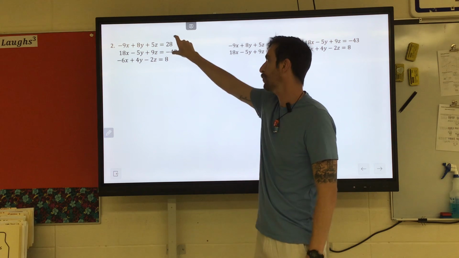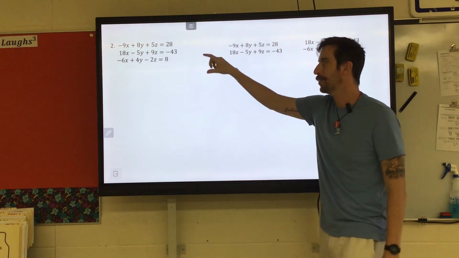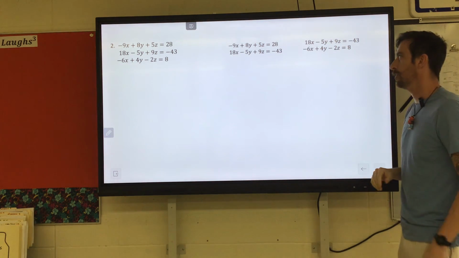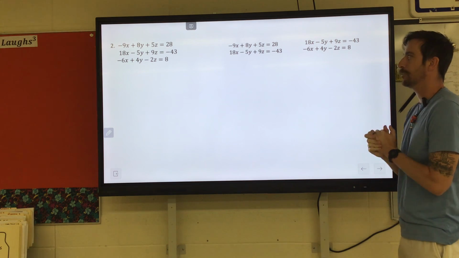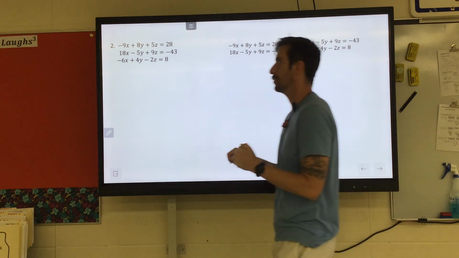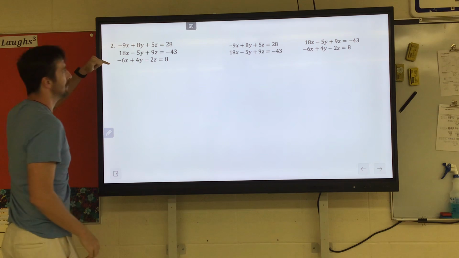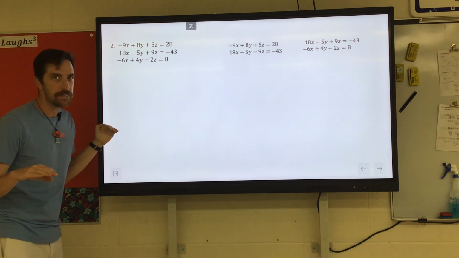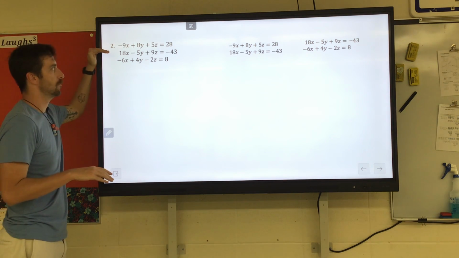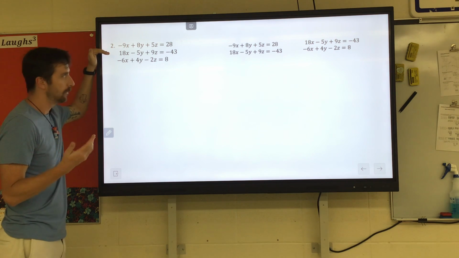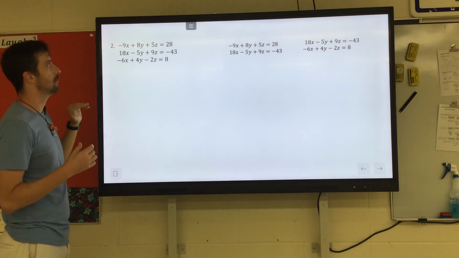Again, I paired up the first two right here. I paired up the last two over here. We're going to get rid of the same variable. Now, if you notice, look at those x's. You have 9, 18, and 6. They can all go into 18, which means we wouldn't have to multiply that middle one at all. So let's try that one. Let's get rid of the x's.